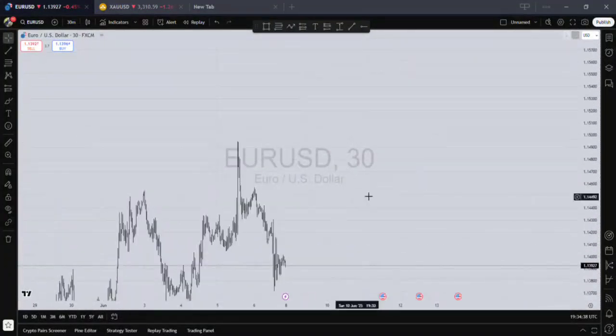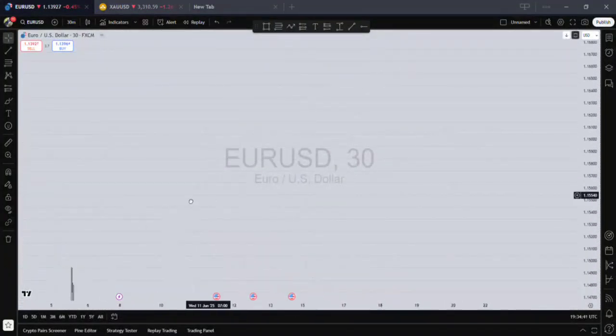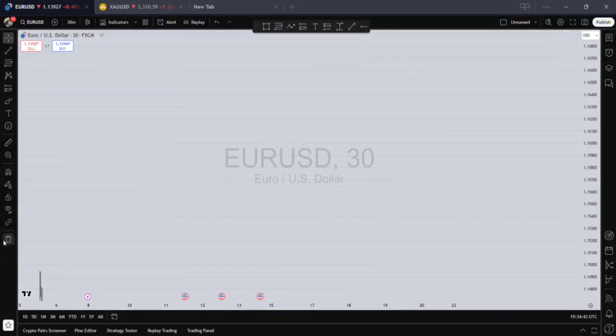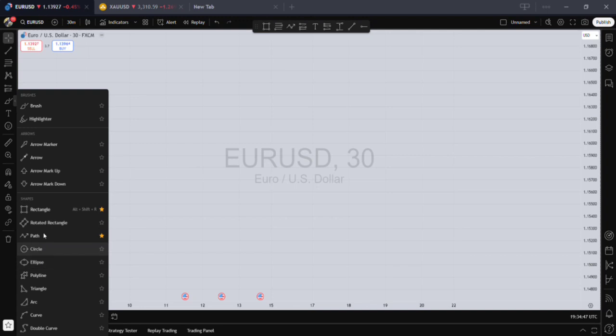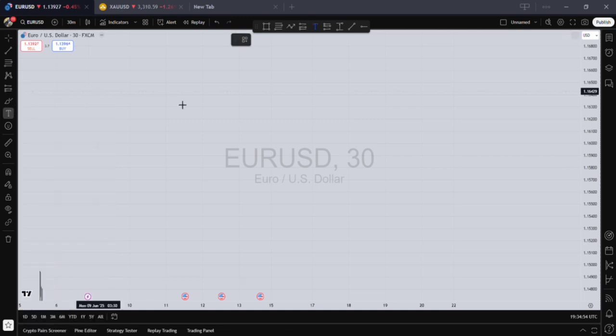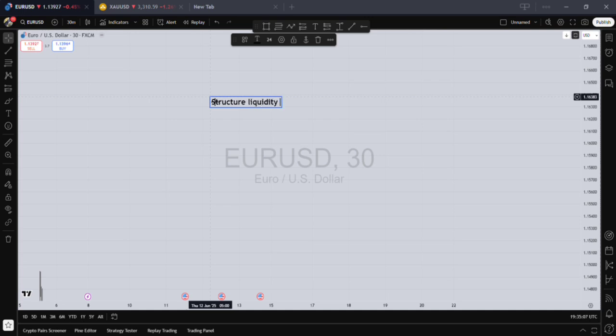So this model is like, I don't know, the highest probability entry model that you can find. Okay, the highest structure, liquidity and entry model that you can find anywhere. In fact, it is the structure, liquidity and entry major model.